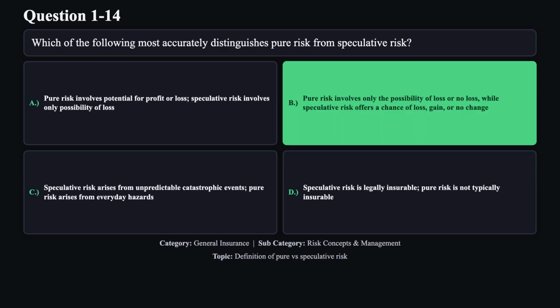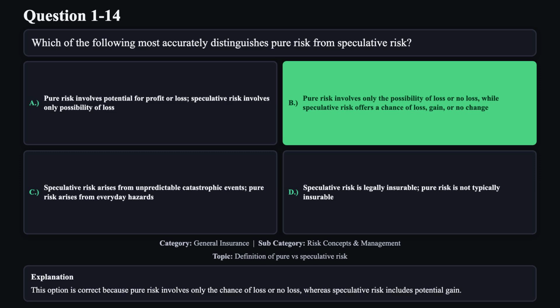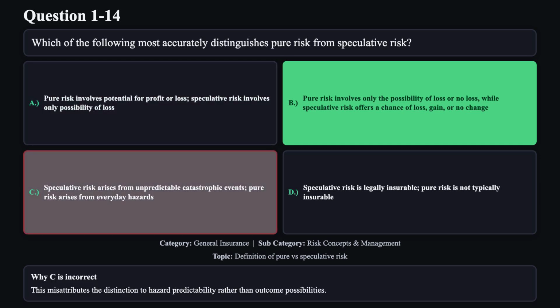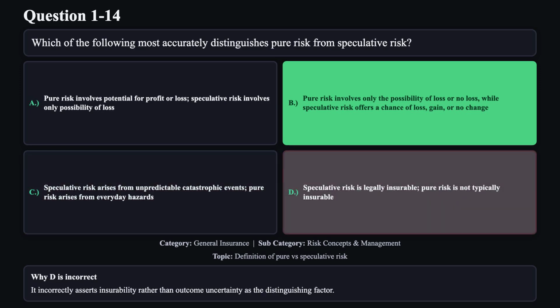The correct answer is B. This option is correct because pure risk involves only the chance of loss or no loss, whereas speculative risk includes potential gain. Reason A is not correct. It reverses the defining attributes of each risk type. Reason C is not correct. This misattributes the distinction to hazard predictability rather than outcome possibilities. Reason D is not correct. It incorrectly asserts insurability rather than outcome uncertainty as the distinguishing factor.